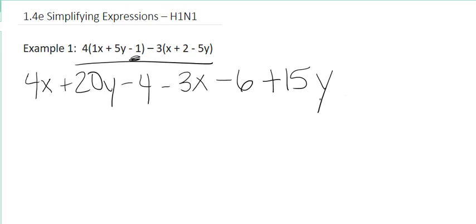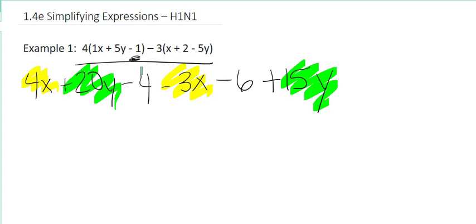So now we have all our terms, and we've multiplied it all out. So now we can combine. So let's highlight to know what we're doing. So we have the 4x and the 3x. And then in green, we will highlight the 20y and the 15y. And lastly, we will highlight in blue just the numbers, which is negative 4 and negative 6.